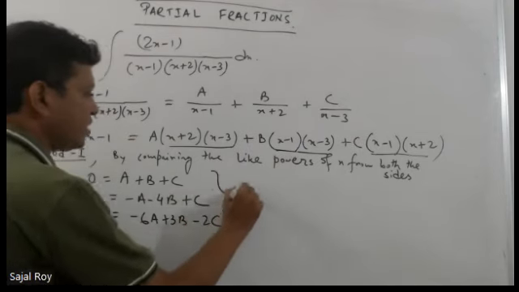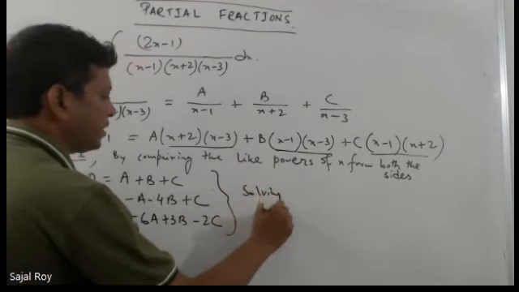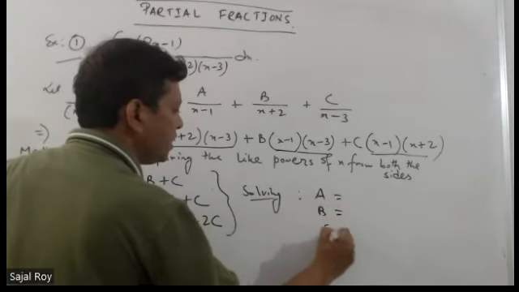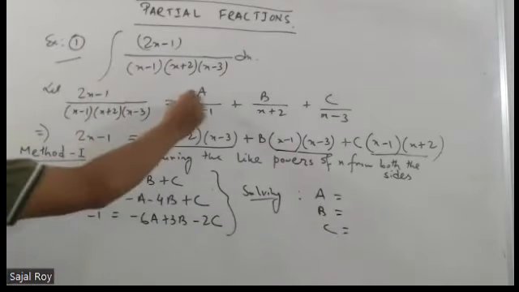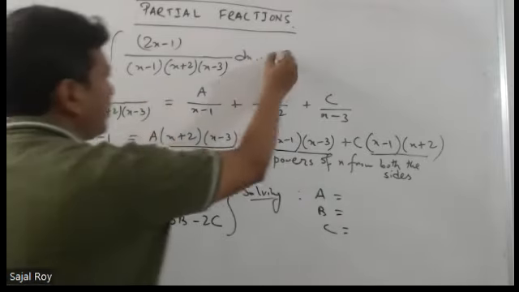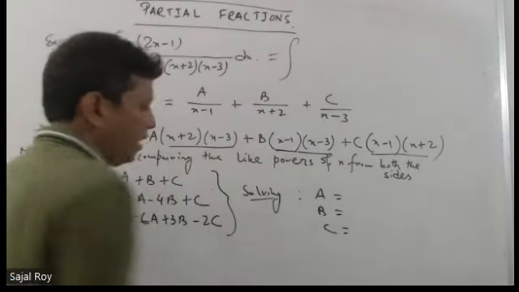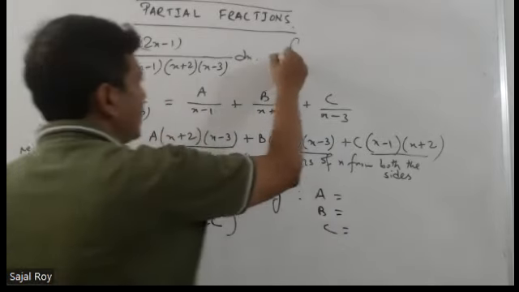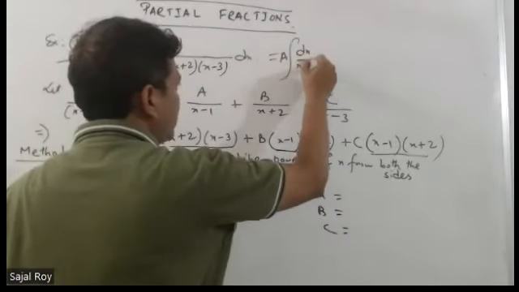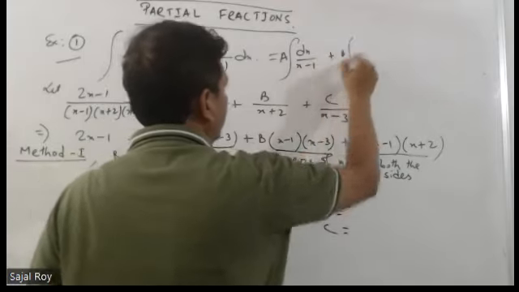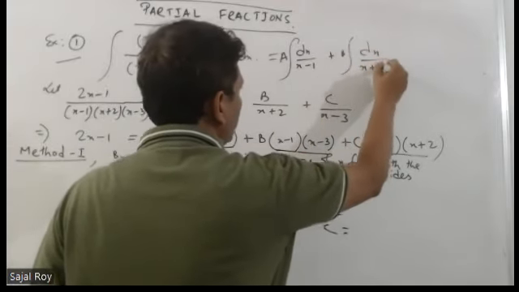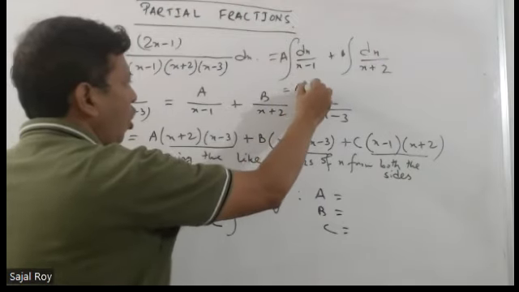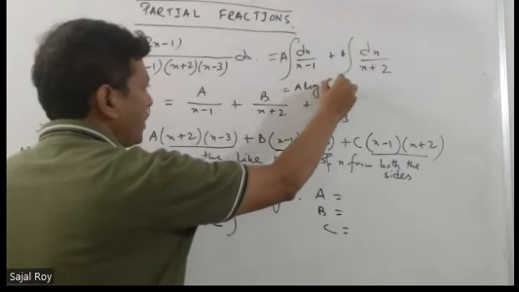So solving this simultaneously, quickly, you will get A, B and C. After getting A, B, C, you can integrate this as A dx by (x minus 1) plus B dx by (x plus 2) and so on, since these are constants. What is the integration of dx by (x minus 1)? Log mod (x minus 1).